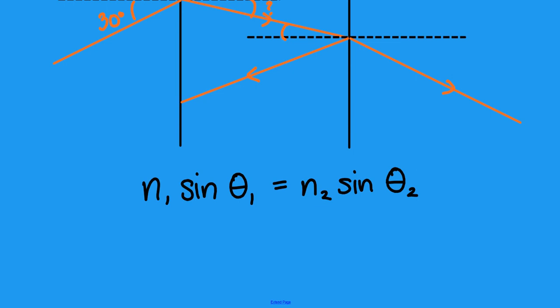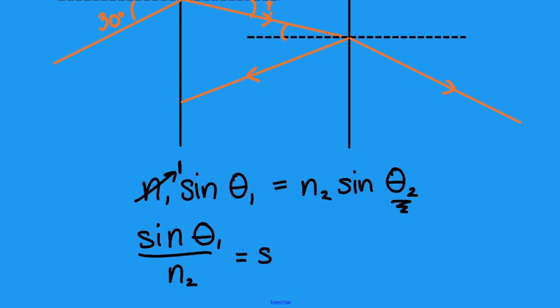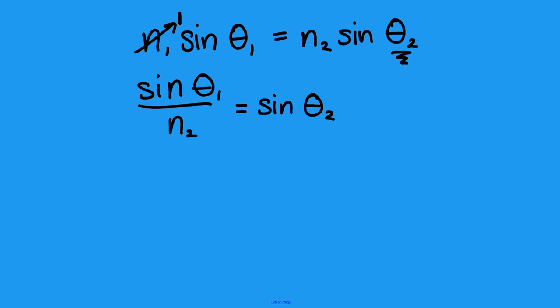We know that n1, which is the index of refraction for air, is equal to 1. So to make my life easier, I'm just going to cross that out. Theta 2 is what I'm trying to solve for. And to do that, I'll start by dividing both sides by n2. So I have the sine of theta 1 divided by n2 equals the sine of theta 2. Now to isolate theta 2, I have to take the inverse sine of both sides. So theta 2 is equal to the inverse sine of the sine of theta 1 divided by n2.